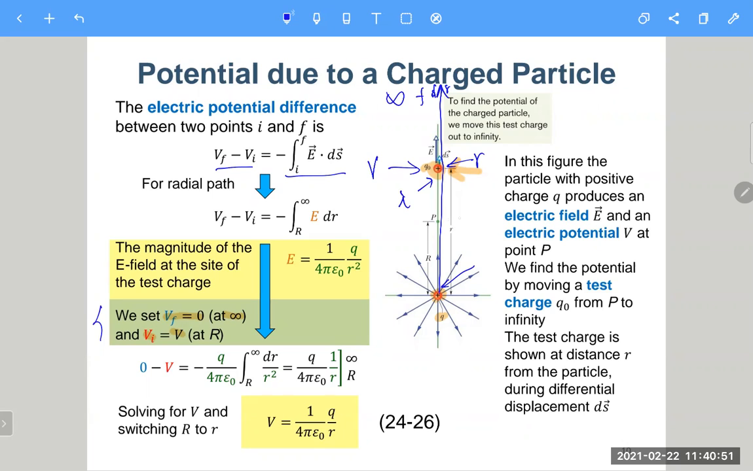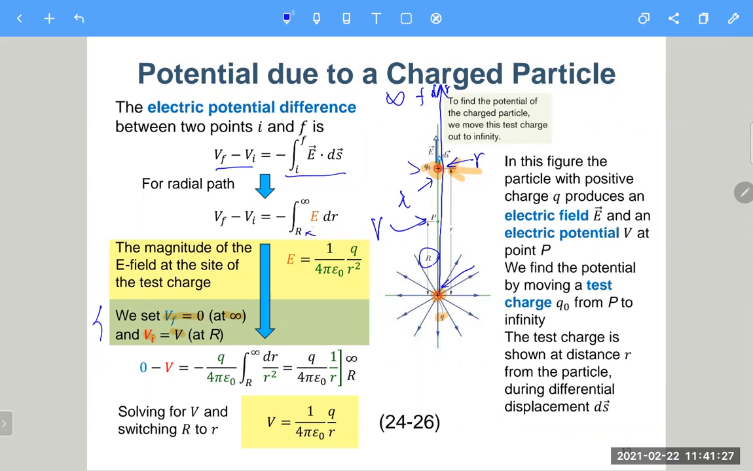Consider the point P, which has a distance capital R from the charge. So it's actually integrating from capital R to infinity, because the path is from capital R to infinity. This one is just a middle point. So this is capital R, and this is small r.